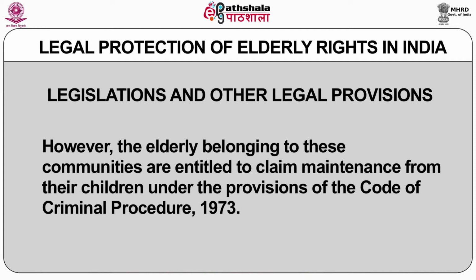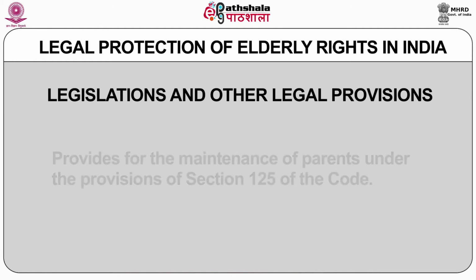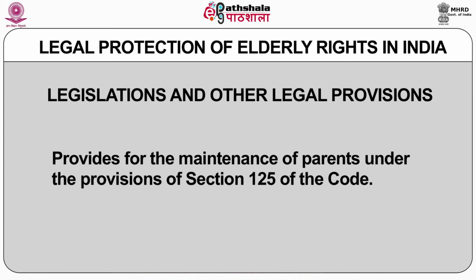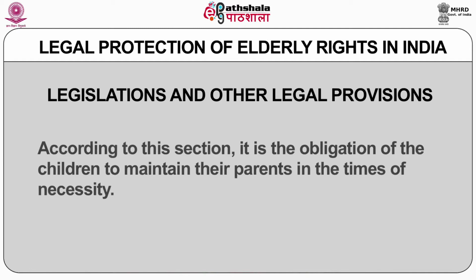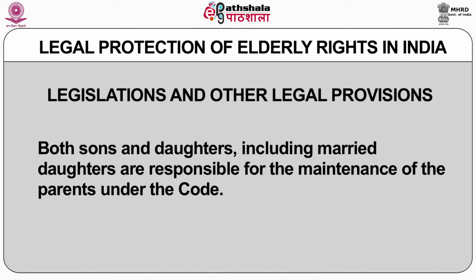Code of Criminal Procedure 1973. So, the Code of Criminal Procedure 1973 provides for the maintenance of parents under the provision of Section 125 of the Code. According to this section, it is the obligation of the children to maintain their parents in times of necessity. Both sons and daughters, including married daughters, are responsible for the maintenance of the parents under the Code.